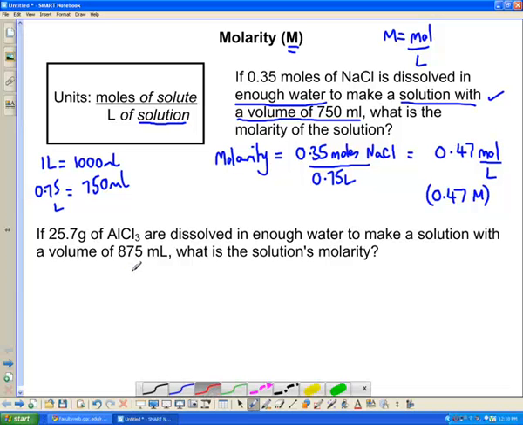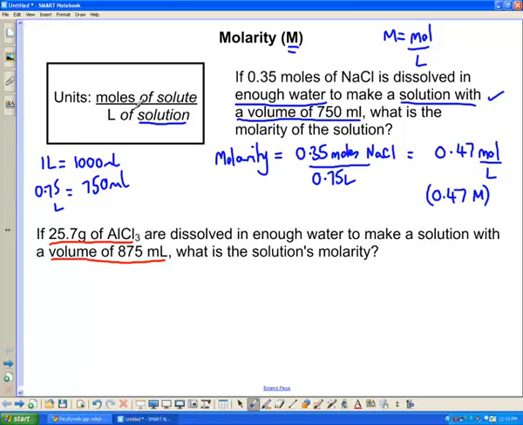This one's a little bit more involved, because in this case we don't start with moles of our solute, we start with grams of the solute. So let's just read the question and check we can understand what is happening. If 25.7 grams of aluminium chloride are dissolved in enough water to make a solution with a volume of 875 mL, what's the solution's molarity? Well, it's asking exactly the same thing as the last question was. The only difference is you've got to do something with this grams, because obviously grams is not moles.